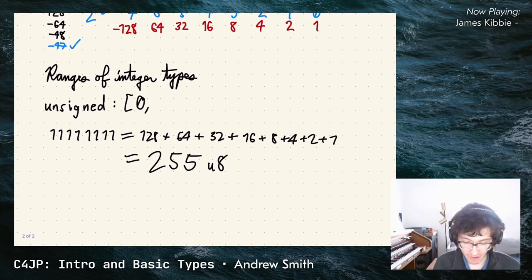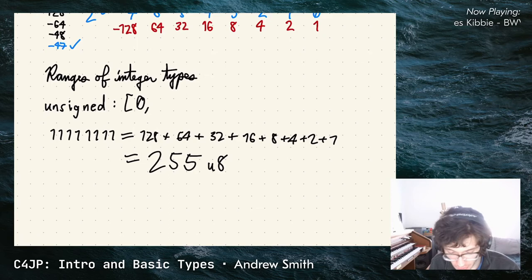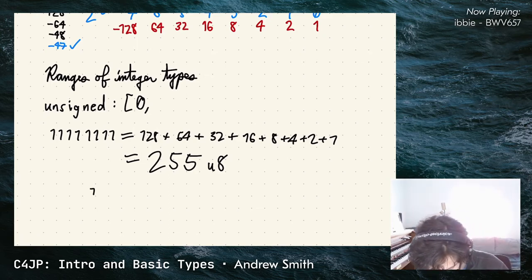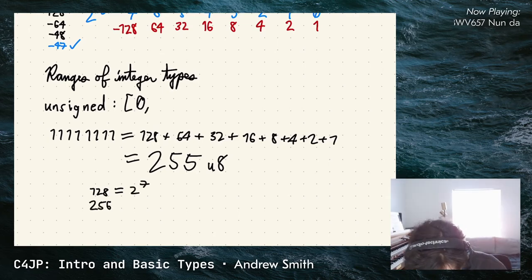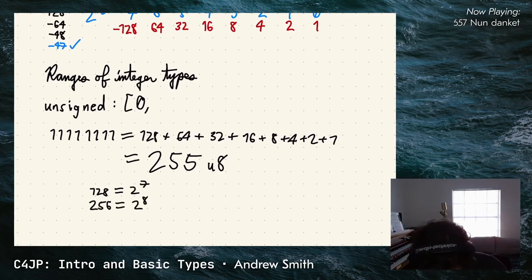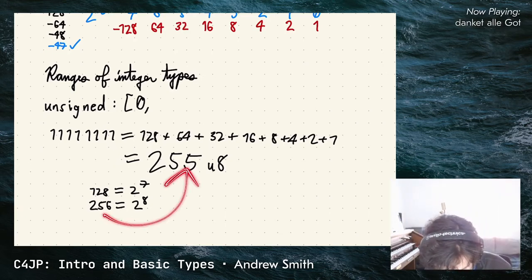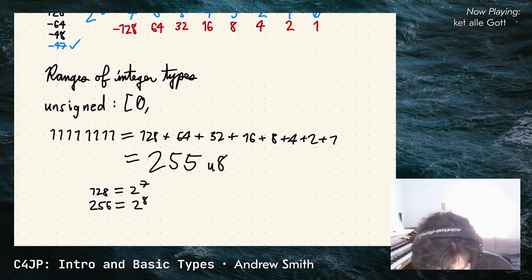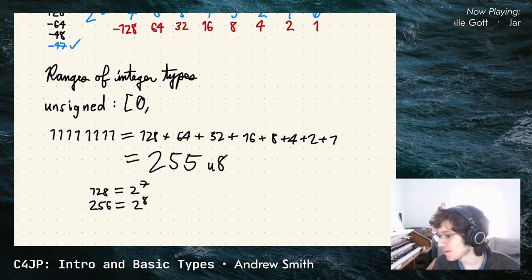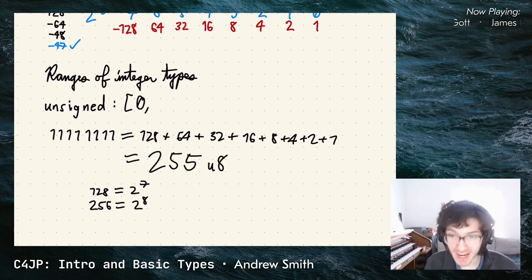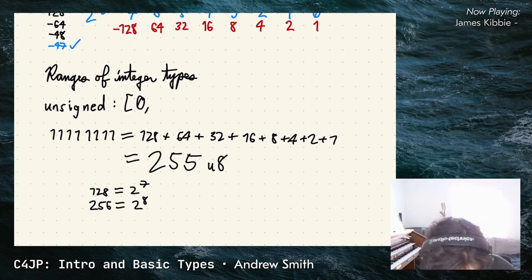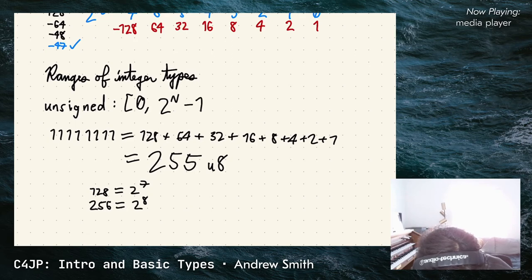And then we think about our powers of 2. Well, the power of 2 that comes after 128, which is 2 to the 7th, is 256, or 2 to the 8th. And so our maximum value here is 2 to the 8th, so 2 to the size of our type, minus 1. And so the range of an unsigned integer in C with n bits is 0 up to and including 2 to the n minus 1.